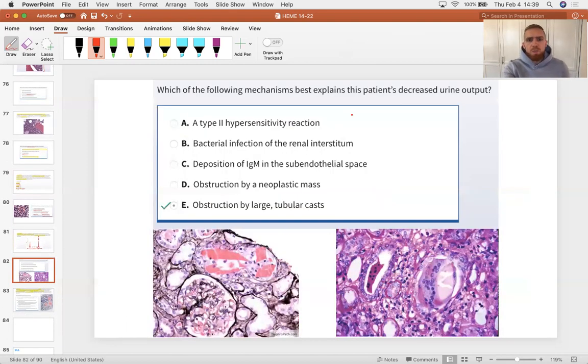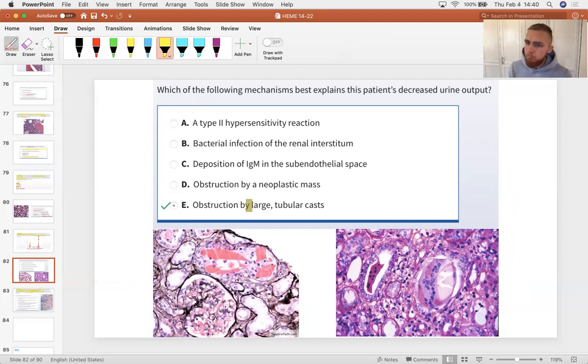Here's the question: which mechanism explains this patient's decreased urine output? And this one's pretty tricky. Even if you got the diagnosis, you still want to remember that multiple myeloma gives you proteinemia, a lot of protein in the blood. And so it's going to give you proteinuria as a result. And particularly, it puts this thing called Bence-Jones protein into the urine. And Bence-Jones is just immunoglobulin light chain.